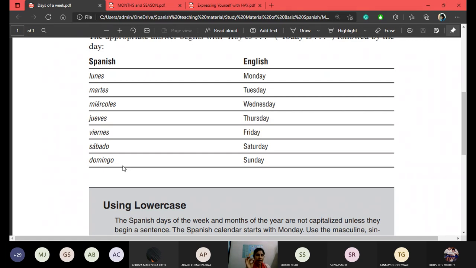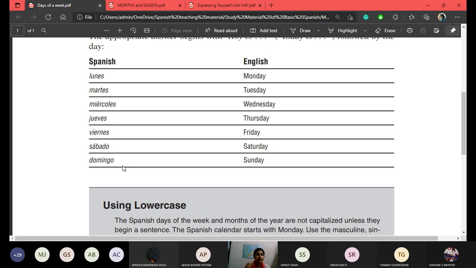So we will be writing el lunes, el martes, el miércoles, el jueves, el viernes, el sábado, el domingo. So today is Monday, we will say hoy es el lunes. Most of the time we use the article also with the days. So hoy es el lunes.